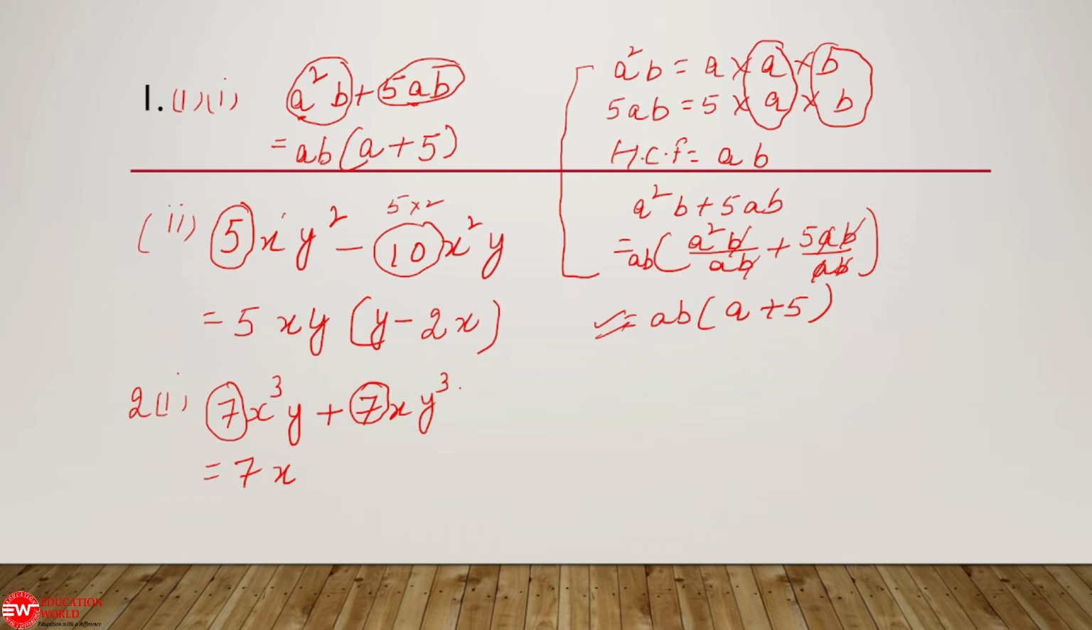y power 1, y power 3. So 7 you have taken common. Here there are 3 x's, 1 you have taken, so it means 2 are still inside. So x square here. y is 1, so 1 you have taken. Next is the plus sign, put the plus sign. 7 you have taken out. 1 x is there, you have taken. Now here y power 1 you have taken, so here y square. Clear? We'll do the second question, second part.